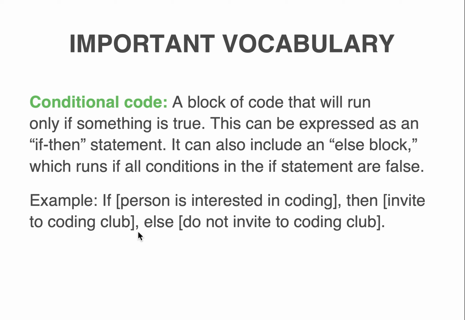Now, what is conditional code? One important thing when you do coding is that a block of code that will run only if something is true is called conditional code. This can be expressed as an if-then statement. It can also include an else block, which runs if all conditions in the if statement are false.